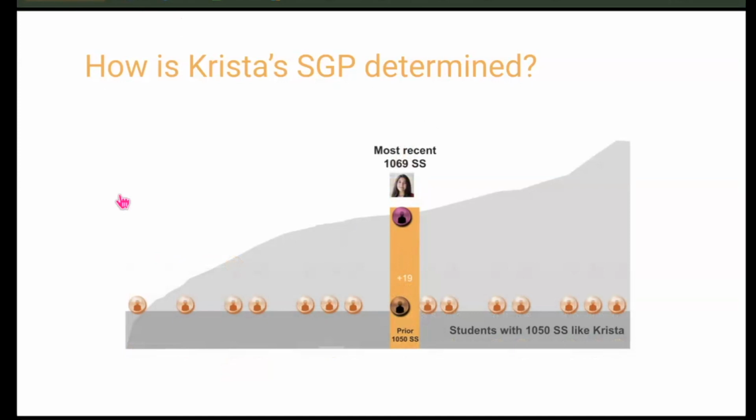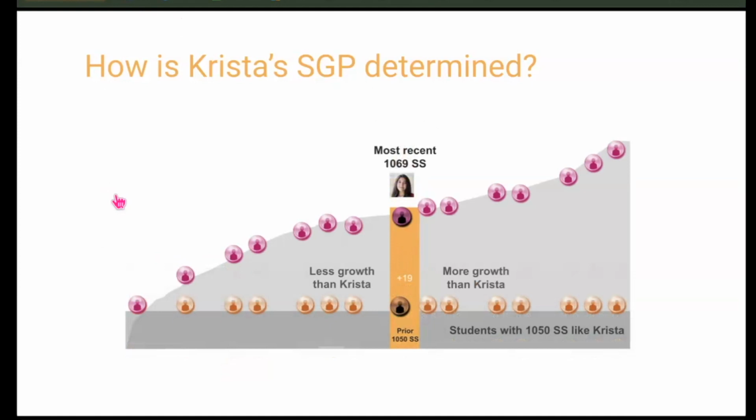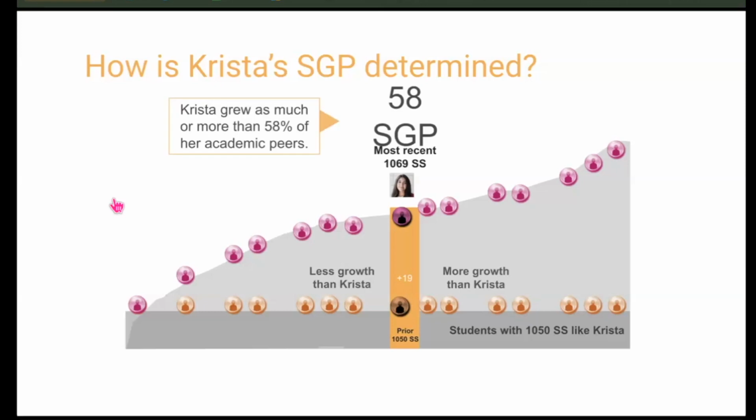So now we're only comparing Krista to those students who have the most similar history to hers. We put them all in the same bucket and we compare them. When we compare, we see that some kids made less growth than Krista, and some made more. Krista grew as much as or more than 58% of 6th graders with a similar score history in the same amount of time. So this gives her an SGP of 58.